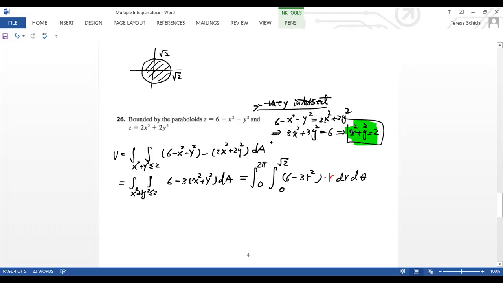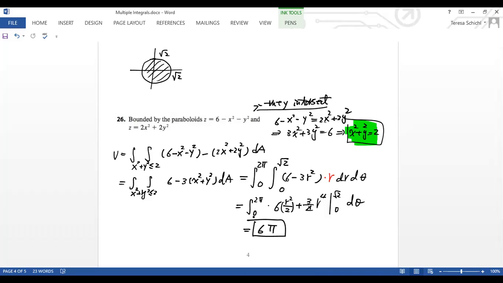Then, as you can see, this one turns out to be super easy, right? So this will be 0 to 2 pi, and then this one will just be 6 r squared, and so this is r cubed. Then the 3 over 4, r to the fourth, from 0 to square root of 2. Then I have d theta, and d theta is nothing but theta here, right? So my answer finally, if you carry that out, will be equal to 6 pi. So pretty cool, huh? Okay, that's it.